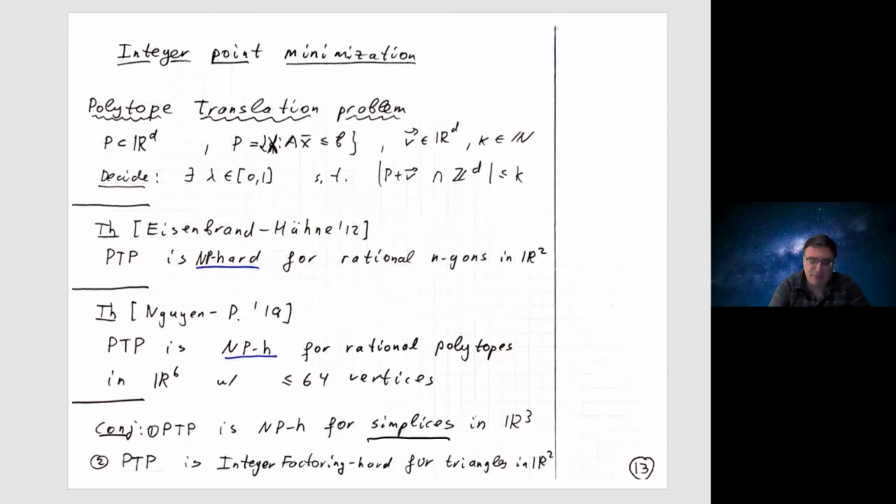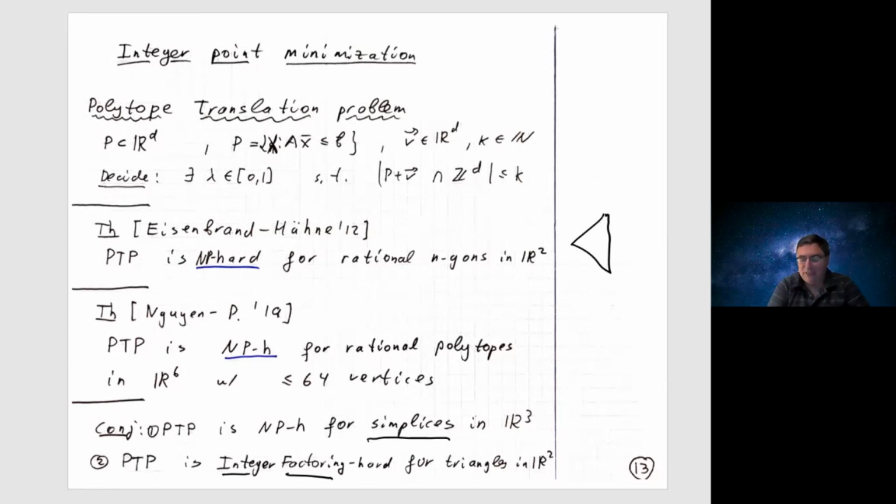We don't know that. And personally, I don't think it's going to be hard for triangles in the plane. It's kind of hard to imagine that for triangles in the plane this problem would be hard, but who knows? So instead of asking for NP-hard, I'm asking for integer factoring hard. I have a reason to believe there is integer factoring inside. I don't think you can do it in polynomial time, but who knows? This is a conjecture. So the second conjecture is the following. Basically, find the version of the Eisenbrand-Hanne theorem, or our generalization, if you like, just for triangles.